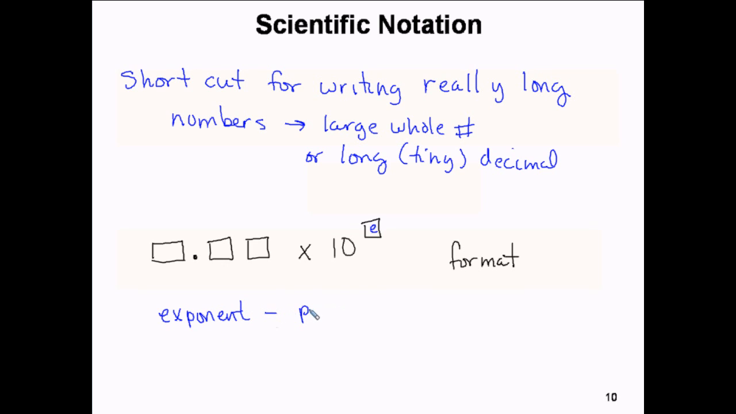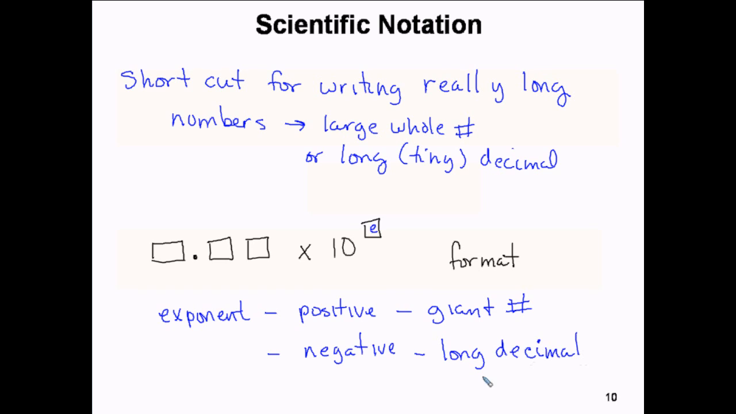If it's positive, we're talking about a giant number. A long number. Big. If it's negative, we're talking about a long decimal. You know, like 1/100 trillionth of an inch or something. Just like lots of zeros before you get to any numbers.